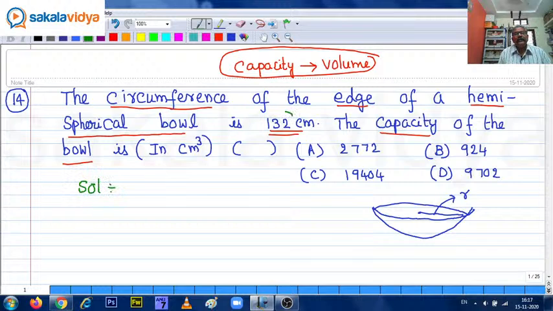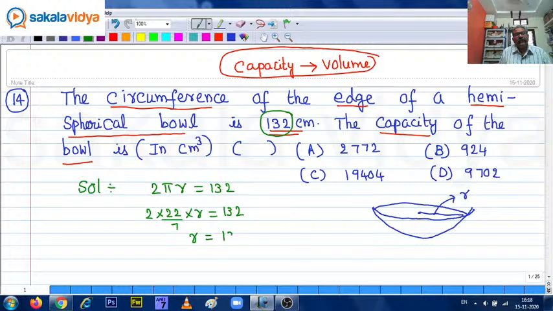This is nothing but 2 pi r. 2 pi r equals 132. So we can write 2 into 22 by 7 into r equals 132. Now r equals 132 multiplied by 7 upon 2 times 22. 11 twos are 22, 11 ones are 11. So that means 12 into 7 by 4. 4 into 3, 21. So the radius is 21 centimeters.